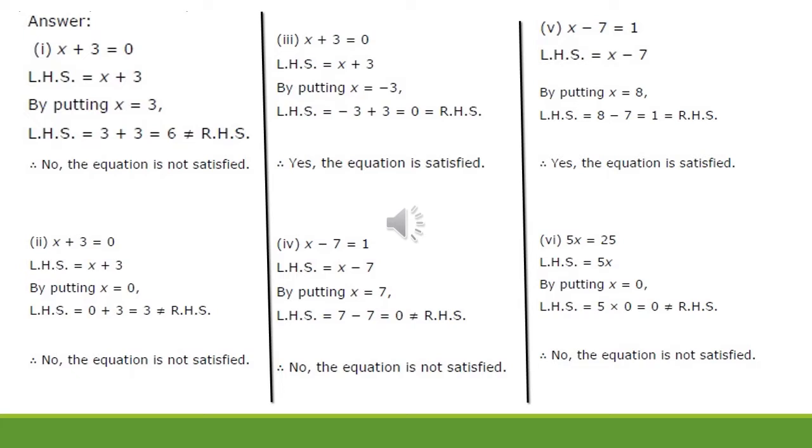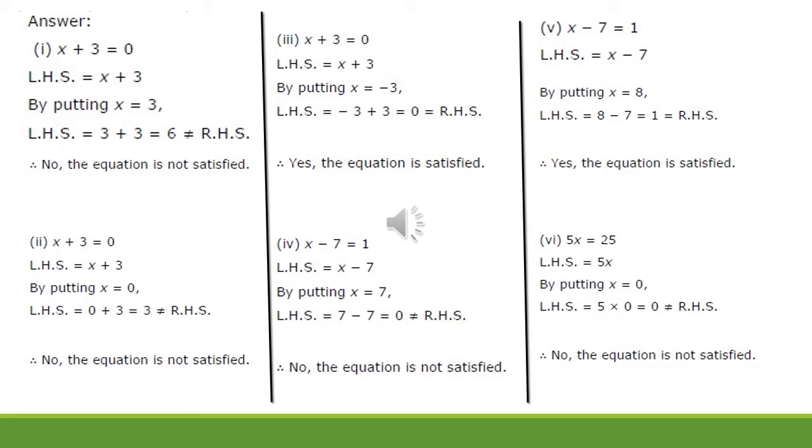Part 1, x plus 3 is equal to 0. Here LHS is x plus 3. If we put the value of x as 3, we will get 3 plus 3 is equal to 6. But RHS given is equal to 0. 6 is never equal to 0, so the equation is not satisfied with the given value.